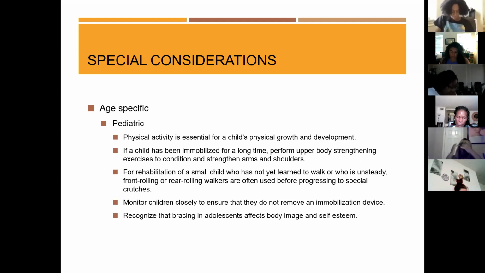Kids are bad. So your special consideration for kids is make sure they keep whatever device they're supposed to have on, make sure they keep it on, all right? Make sure that mom and dad are monitoring their babies so that you don't find Legos inside of their cast, okay? Legos, piece of gum, beans, whatever. You want to make sure parents are monitoring them, because kids are bad and they do what they want to do, right?